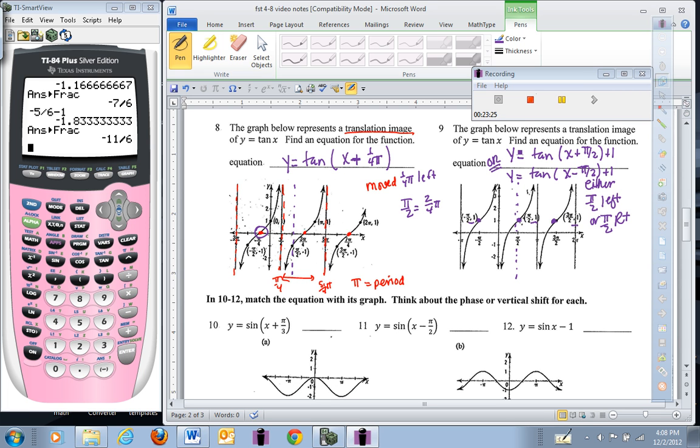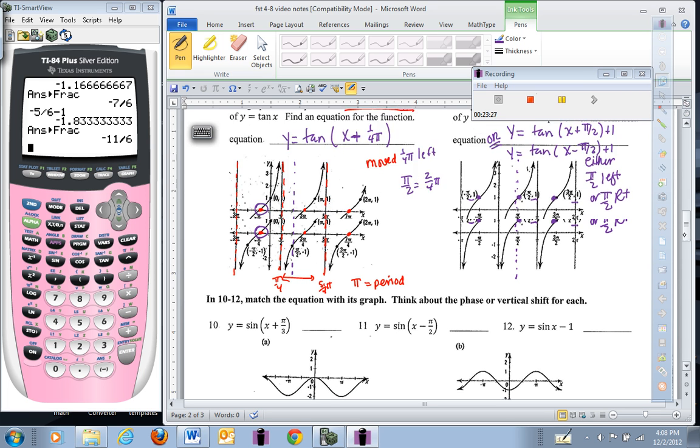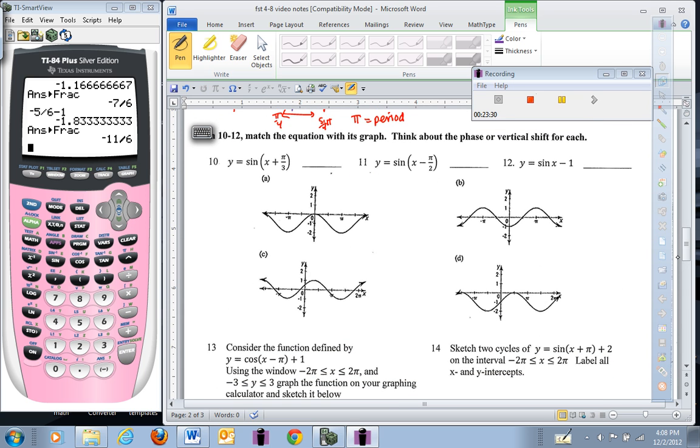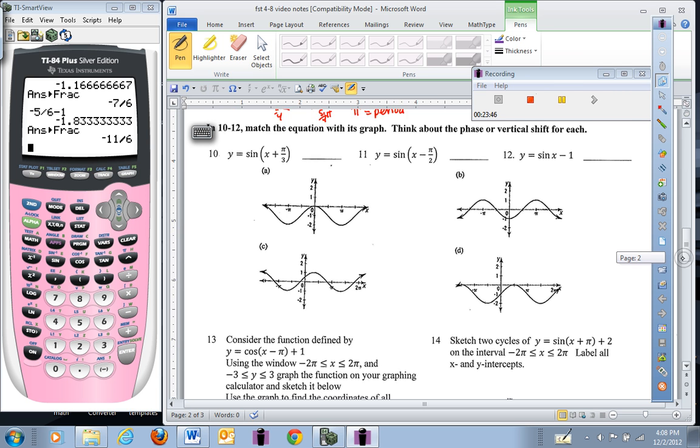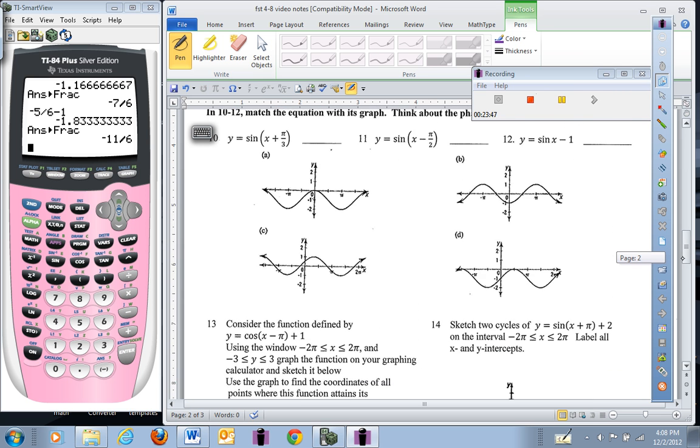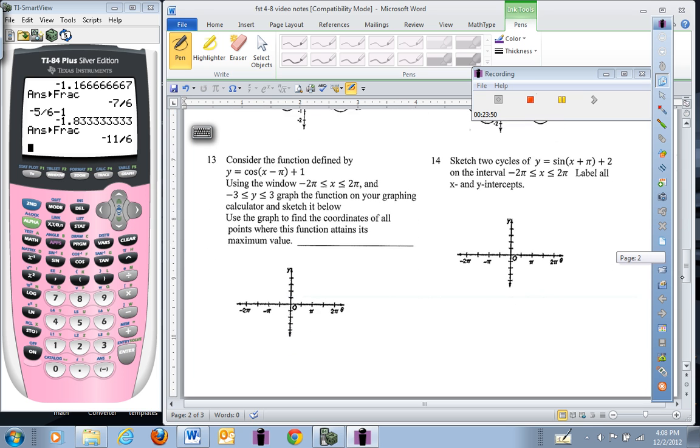Either or. Okay, I'm going to let you take some time to do the matching on 9, 10, and 11 because I think you've figured out now enough of whether it's going to the left or to the right or on the up or the down. They're all sine functions, so you can compare them all to the original parent function on your yellow note card. So pause the video and do those 3 on your own.